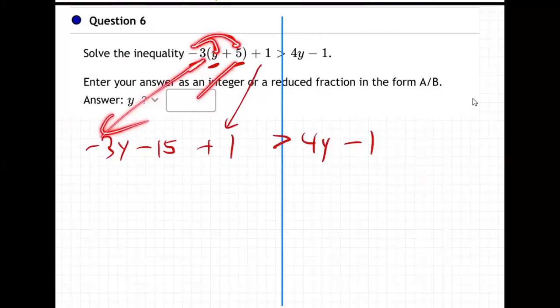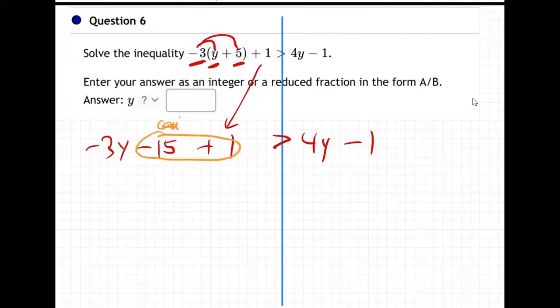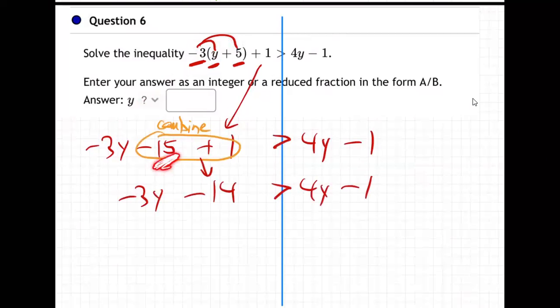And we get this, right? Minus 3 times y is minus 3y, minus 3 times 5 is minus 15. And then I will combine these two. And so I get minus 3y minus 14. Right, I just combined those guys. You use your calculator. You think about money. If you lose $15 and you gain back $1, you're down 14, right?